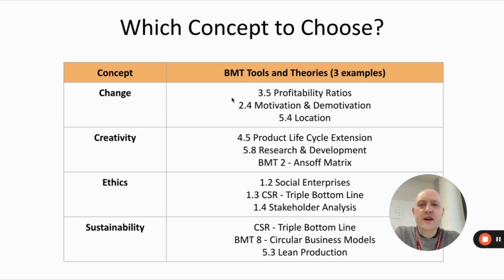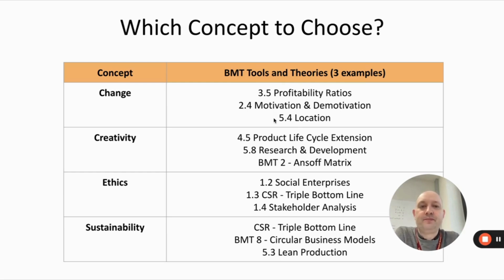Possible tools and theories that match with each of these. And again, be careful here. These are just examples, and things like profitability ratios could pretty much fit any of them, really. I'm just trying to give you examples here, if you like. So change, maybe you look at profitability ratios before and after a change. Motivation and demotivation. So with the business bringing their employees back to the office, you could apply motivation theories there. How does that impact their motivation going forward, using two of the motivation theories from 2.4?